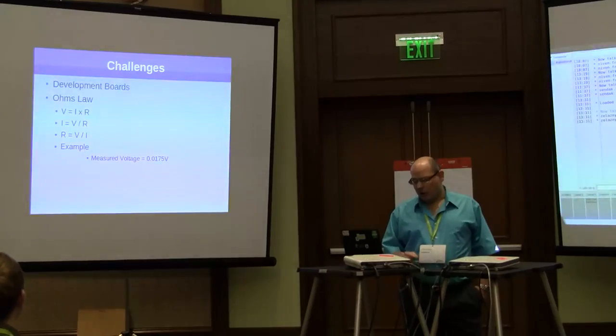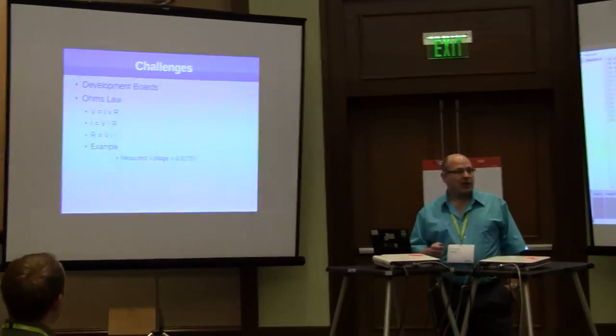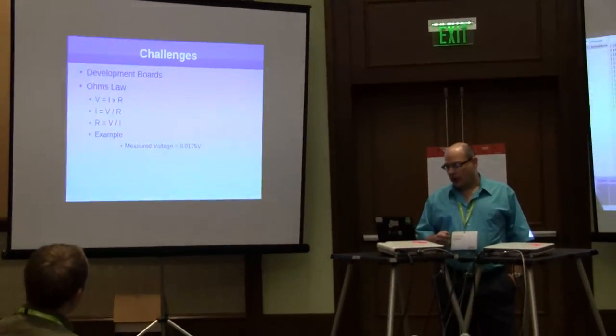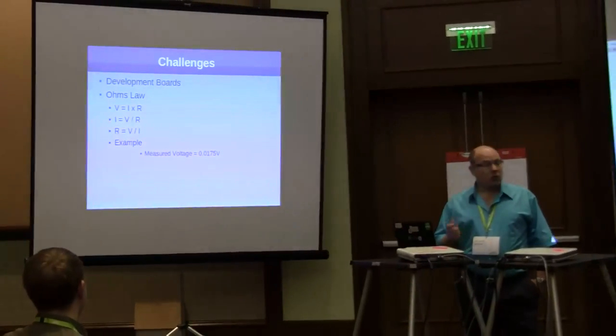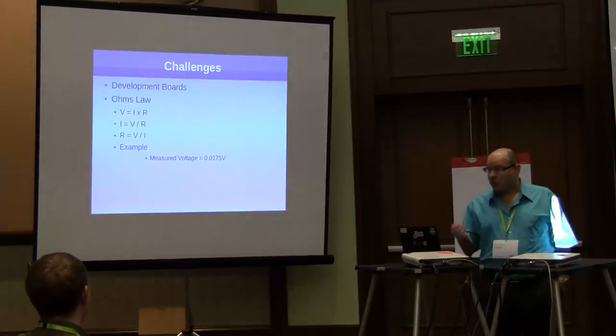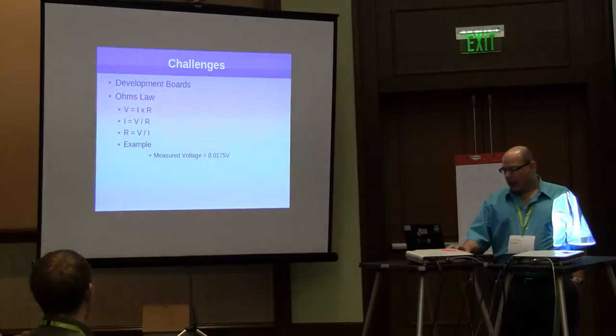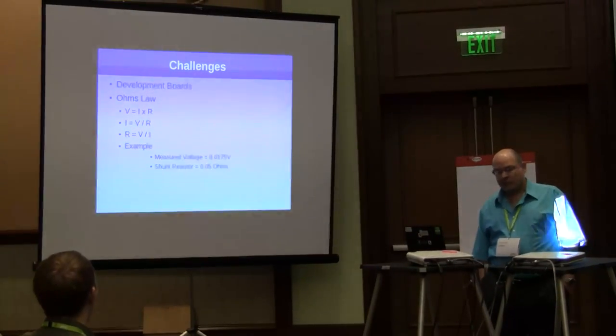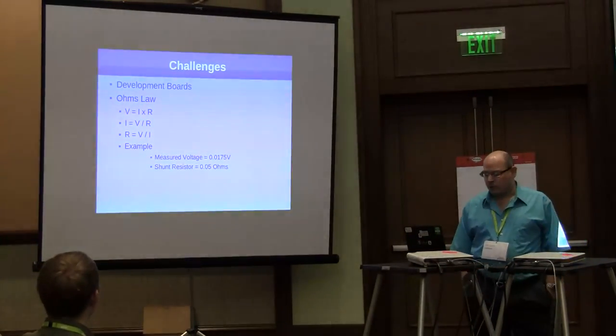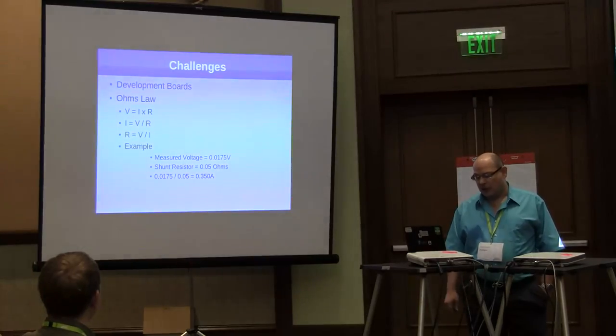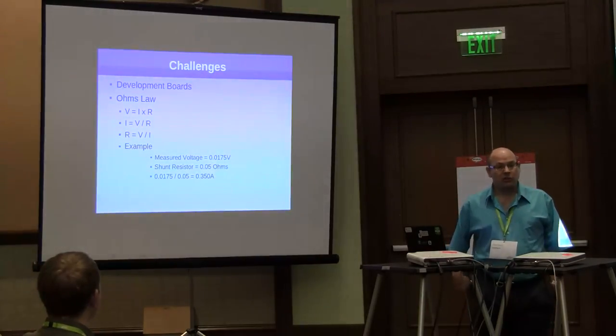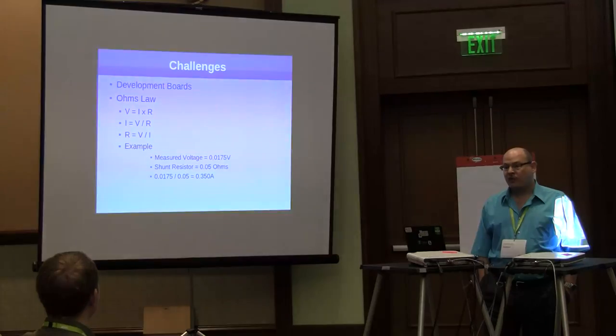An example of what we're talking about is if we measured a voltage of 0.015175 volts, and we were measuring it across a shunt resistor of 0.05 ohms, we could make the determination that this device was actually consuming about 350 milliamps.